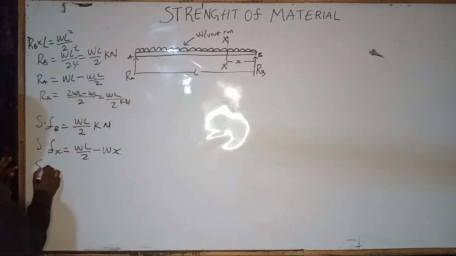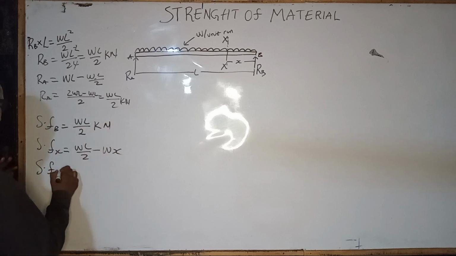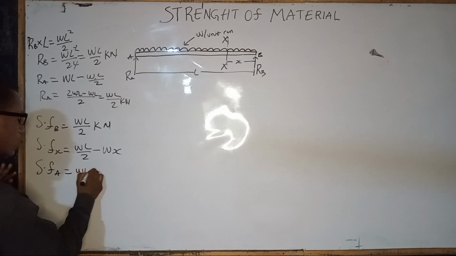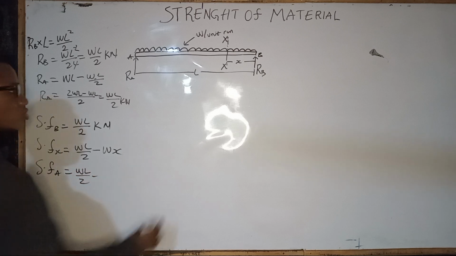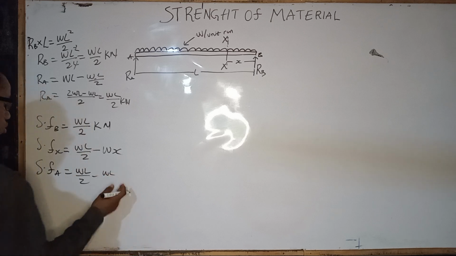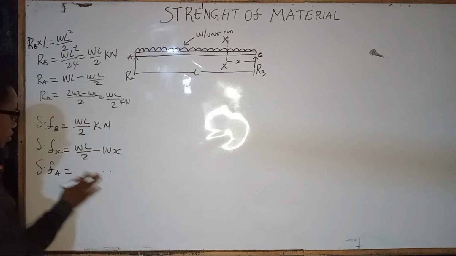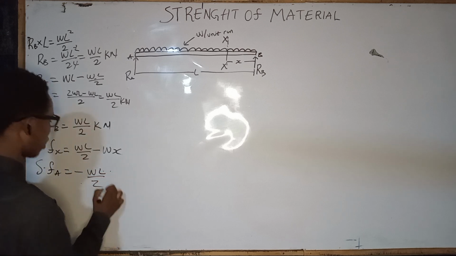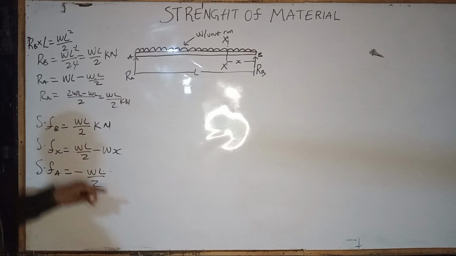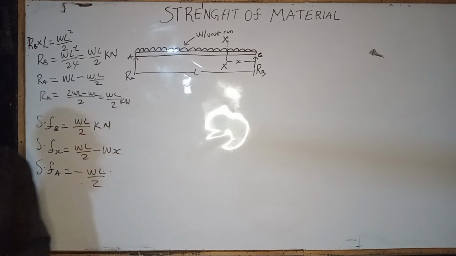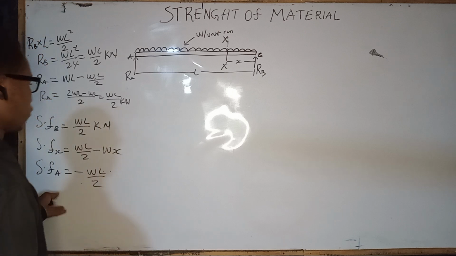Then our shearing force at point A would be equal to WL over 2 minus WL, since the distance is L, which gives us negative WL over 2. Since shear force at B is positive, shear force at A will be negative. So that is for shearing force.